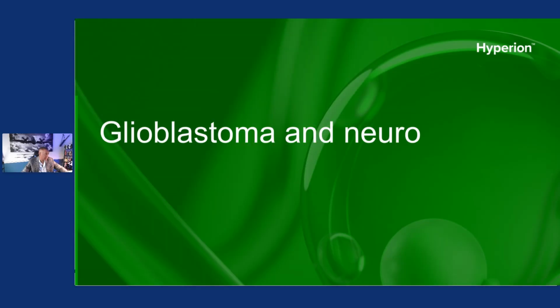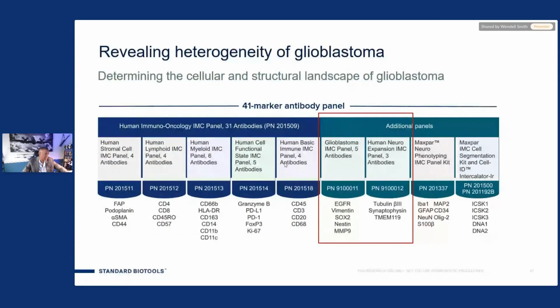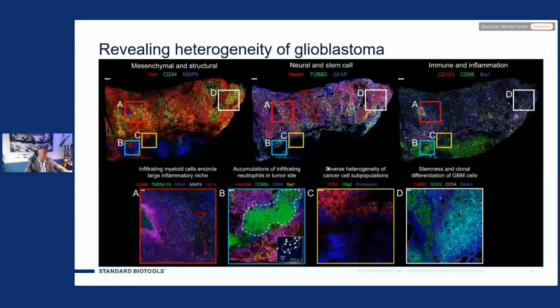Let's do another example of this. Here, 41 markers. This time we're moving into glioblastoma, the neural expansion panel kit, as well as our neurophenotyping kit, plus our segmentation and our intercalators. Now, this time we're looking at glioblastoma. Now, I've been talking about the speed. This is actually a pretty small section.